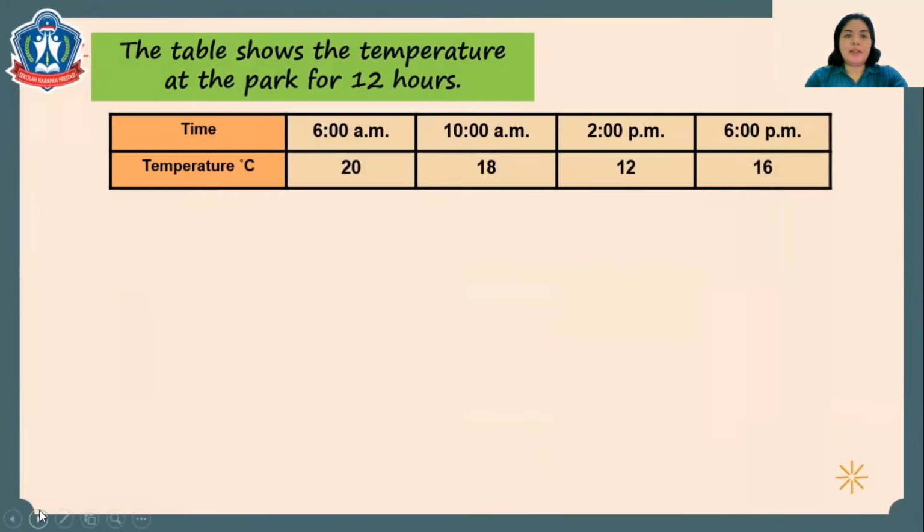Let's go to the other one. I have here a data. This table shows the temperature at the park for 12 hours. So from 6 a.m. until 6 p.m. So that is 12 hours. So we have a gap of 4 hours. Okay, let's convert this data into what we call a line graph. So a bar line chart is different from a line graph. How does a line graph look like? Take a look.